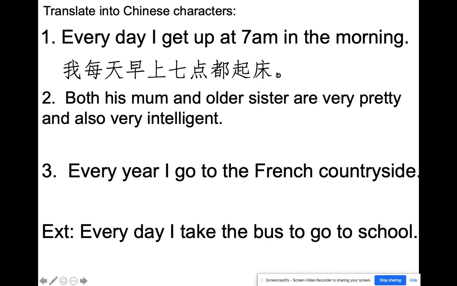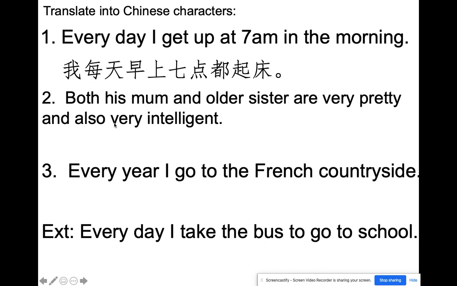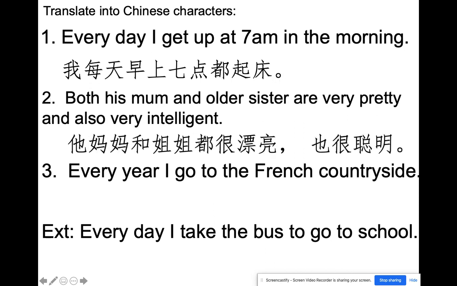Okay, I'm showing you the answer now. The first one is 我每天早上7点都起床。Oh, for the first one, if you put 都 after 每天, that's correct too. 我每天都早上7点起床, that's fine as well. 二, 他妈妈和姐姐都很漂亮，也很聪明。His mom and sister are both very pretty and smart.